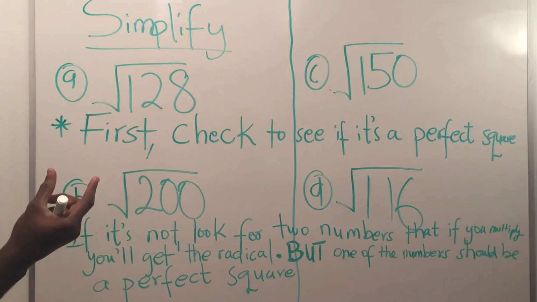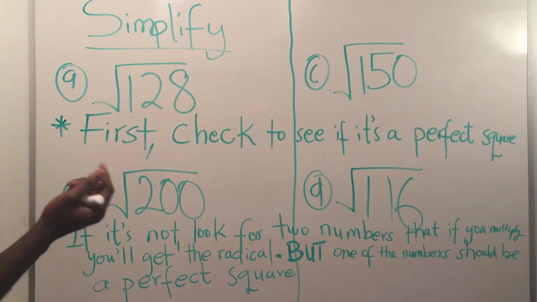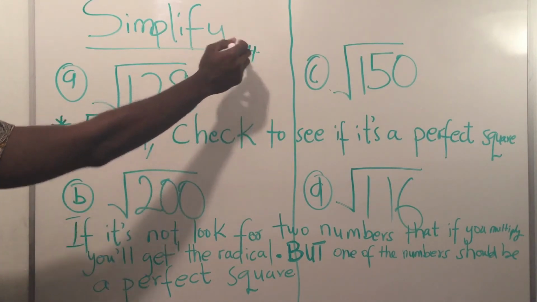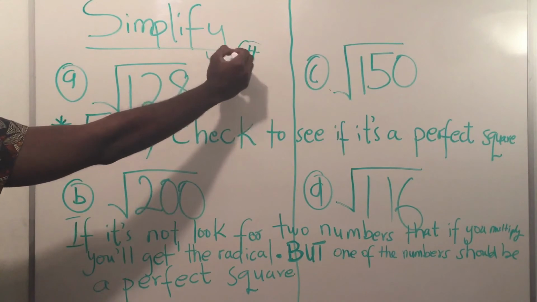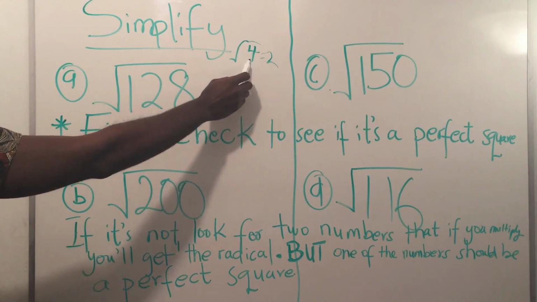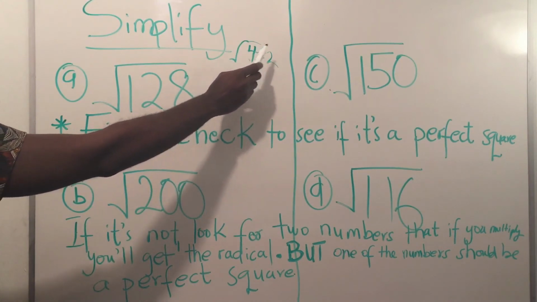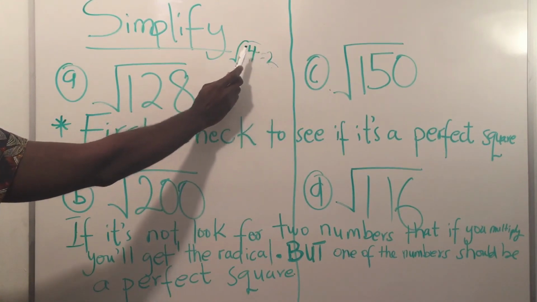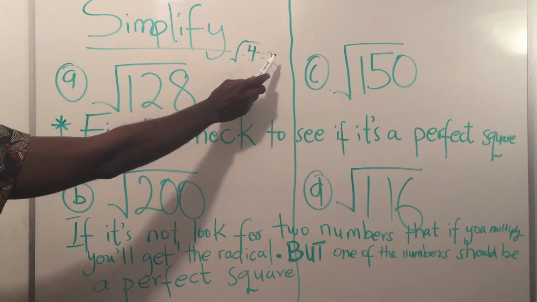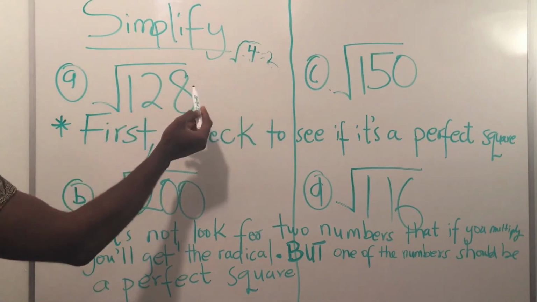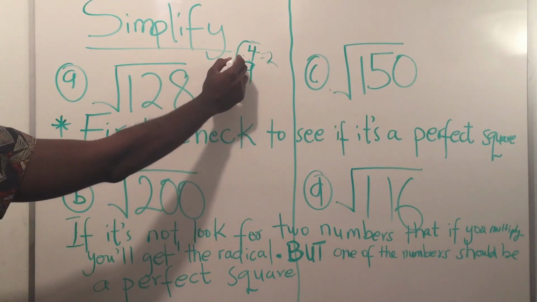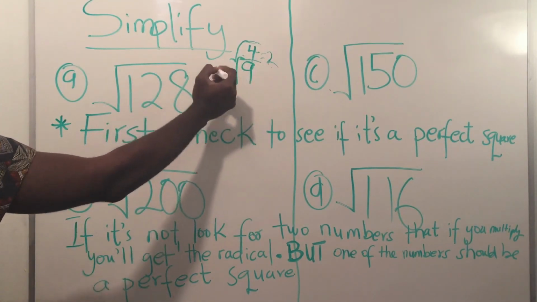And what are perfect squares? Let's refresh our mind a little bit. Perfect squares are numbers like 4 is a perfect square, because square root of 4 is 2. Because square root means you're looking for a number, when you multiply by itself 2 times, you should get the number inside the radical. And square root of 4 is 2. It makes sense, because 2 times 2 is 4. 9 is a perfect square, because square root of 9.